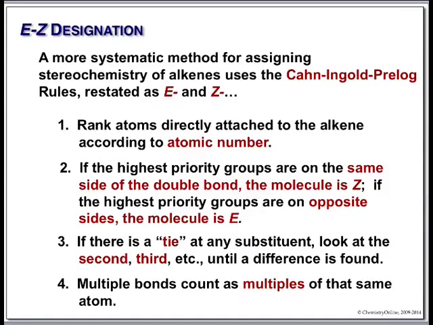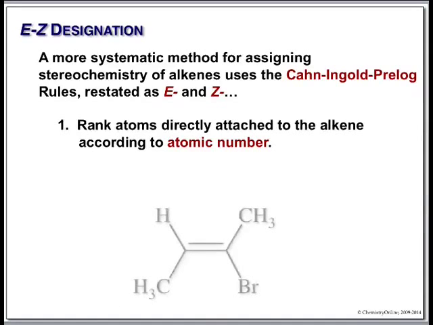We learned that if we have a tie, we just keep going on our chain till we hit a tiebreaker, just like we did for R and S. Same side is Z, opposite side is E. Let's apply it.